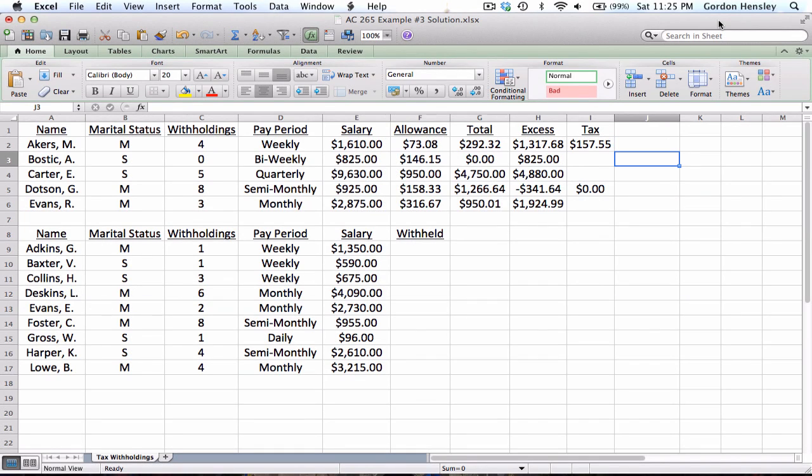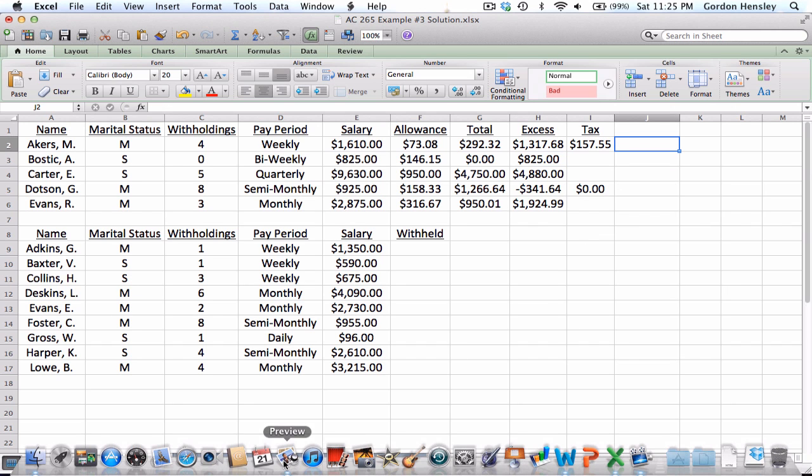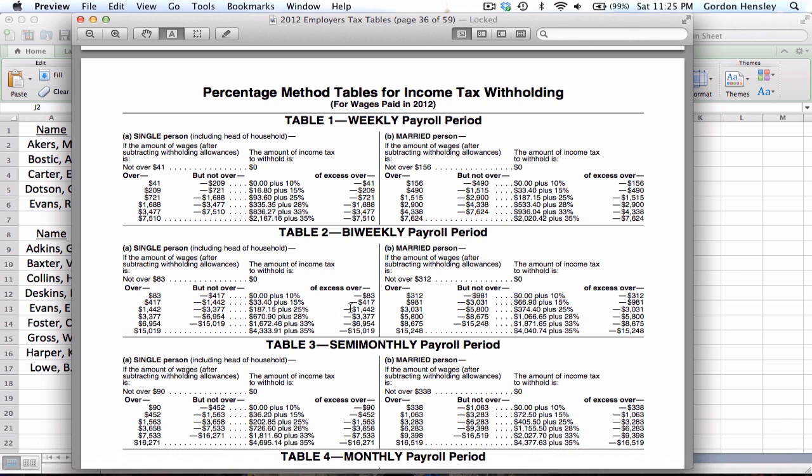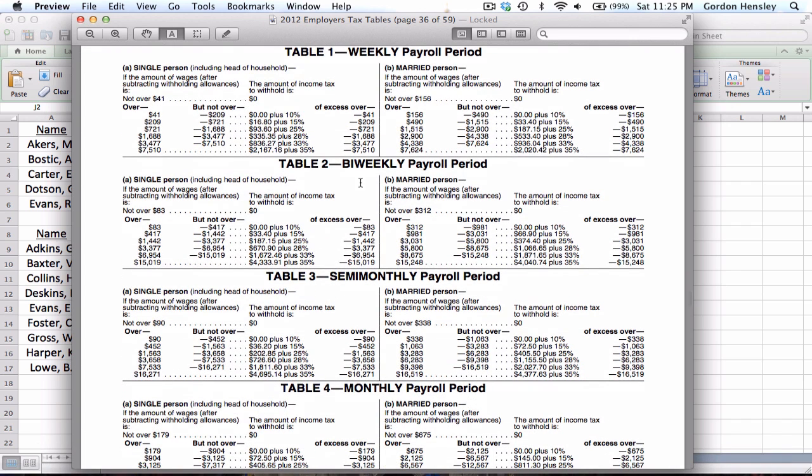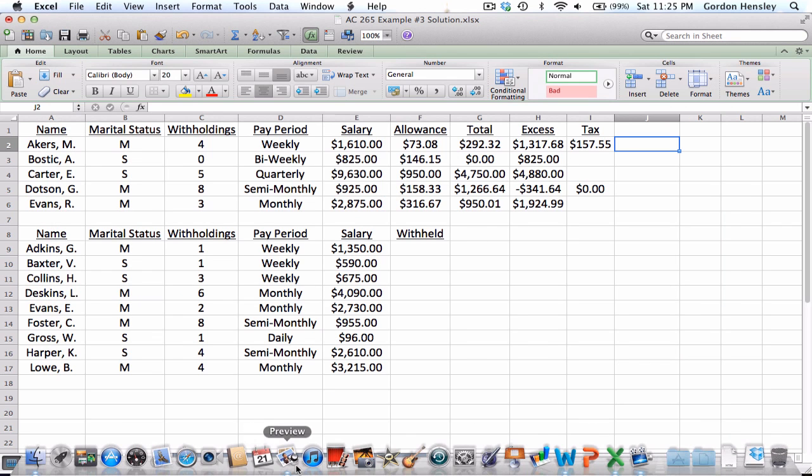Now, the next person that I'm working with, this person is single. Their pay period is biweekly. Their excess amount, $825. So I need to look for this on my chart. Single, biweekly, $825. Well, table 2 is biweekly. Single is on the left side. What was the amount? $825.